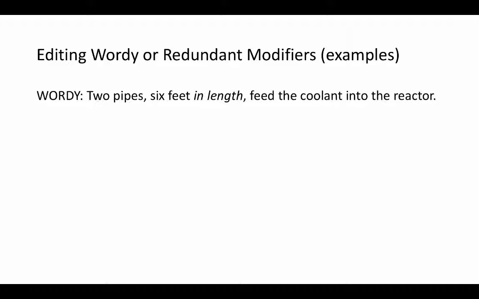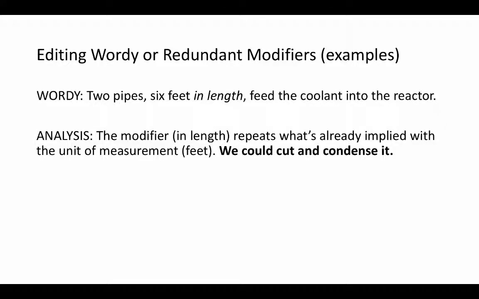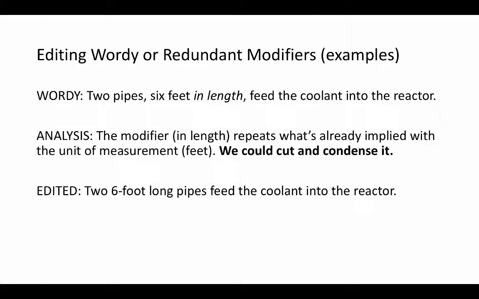Why does it just repeat the meaning? Because we already know that when we give a unit of measurement, 6 feet, we're talking about length. We could cut and condense it by just saying two 6-foot-long pipes feed the coolant into the reactor. So we rearranged some things there in that edit, but also we got rid of the phrase in length.